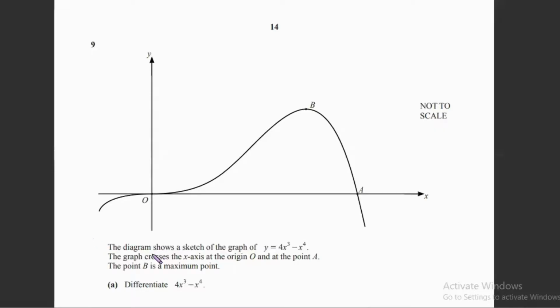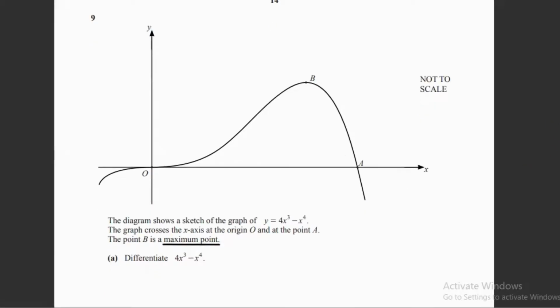In question 9, the diagram shows a sketch of the graph y is equal to 4x cubed minus x to the power 4. The graph crosses the x-axis at the origin and the point A, and the point B is a maximum point. This is something very important, the term maximum point. Now, the moment you see the terms maximum point, minimum point, stationary point, we need to understand that they give us a hint there.